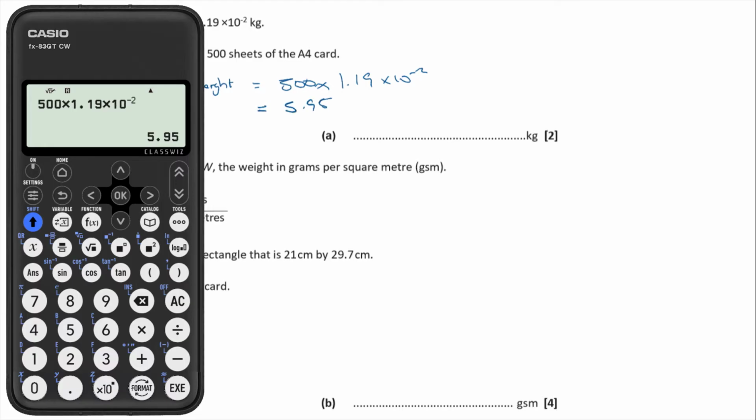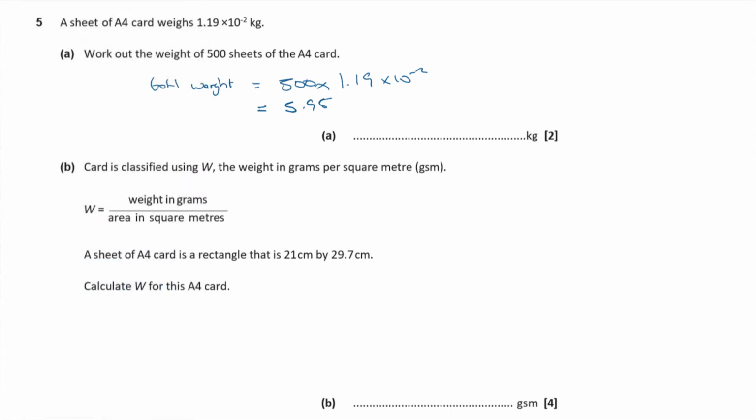5.95. I would just say that before you type anything in your calculator, though, just write it down on the page so you get credit for it if you mistype it into the calculator. I'm pretty confident I got that right. It's 5.95. Part B says card is classified using W, the weight in grams per square meter, or GSM, of the paper. That's a real thing.